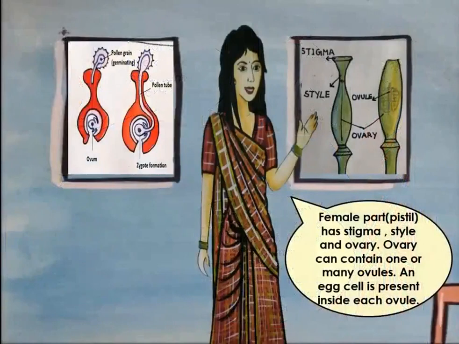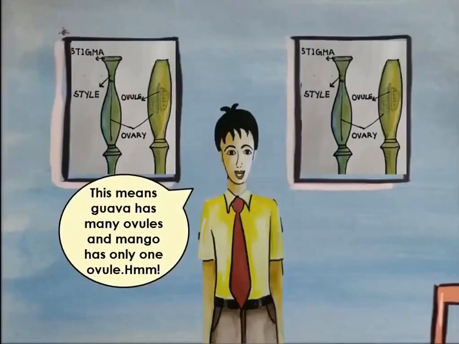Now look here, Rohan. This is the female part of a flower, which is called pistil. It consists of stigma, style and ovary. Ovary contains one or many ovules. An egg cell is present inside each ovule. Ma'am, this means guava has many ovules and mango has only one ovule.